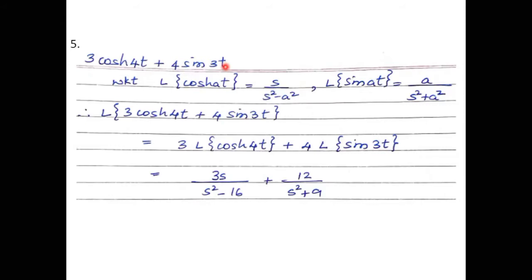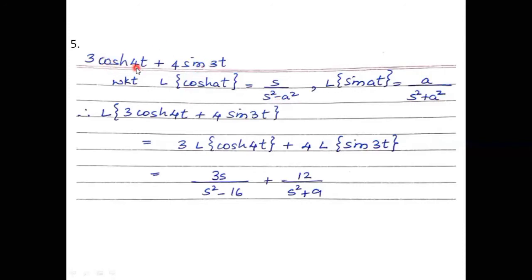Let's move on to the next problem. That is 3 cosh 4t plus 4 sin 3t. So again you are using these standard functions. We should be knowing these formulas. The Laplace transform of cosh at is s by s square minus a square, and the Laplace transform of sin at is a by s square plus a square. I have just used these formulas here.